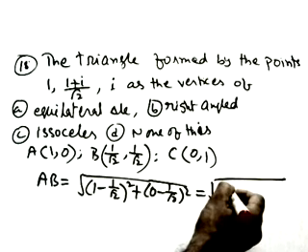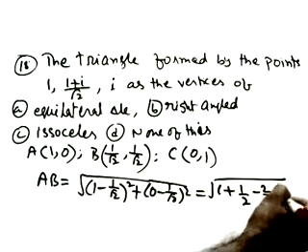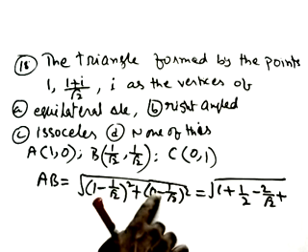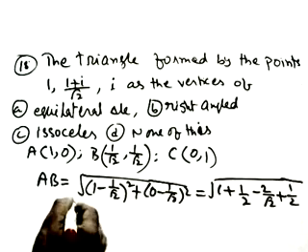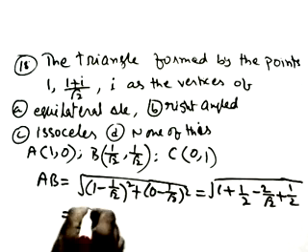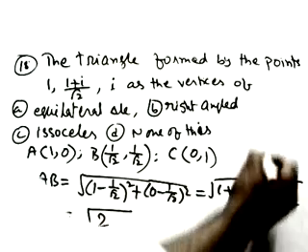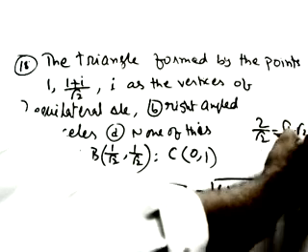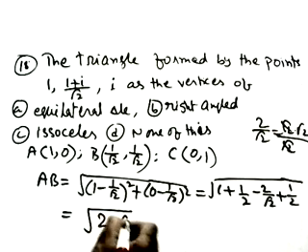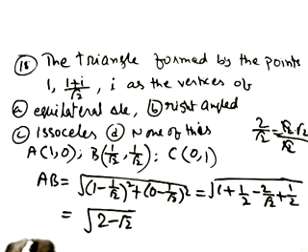Now let me expand this. Using (a minus b) whole square equals a square plus b square minus 2ab, we get 2 minus 2 by root 2, plus, for the other term, minus 1 by root 2 whole square is 1 by 2. Let me solve this: it equals the square root of, watch carefully, half plus half is 1, 1 plus 1 is 2. Now 2 by root 2 can be written as root 2 into root 2 by root 2, so this is minus root 2. So this is AB.